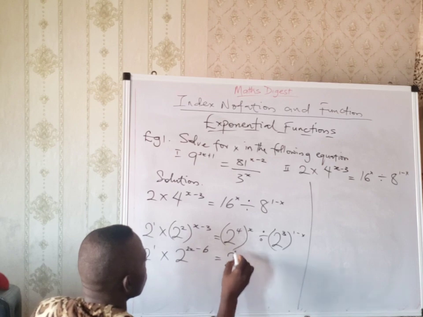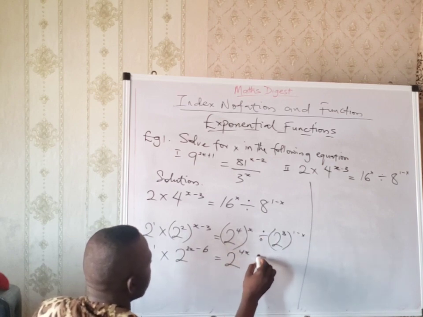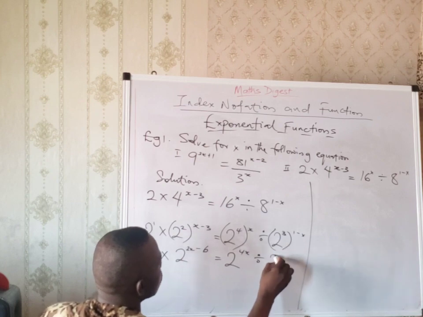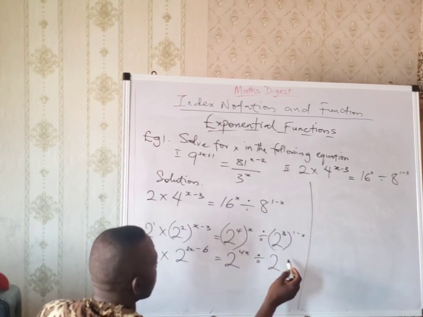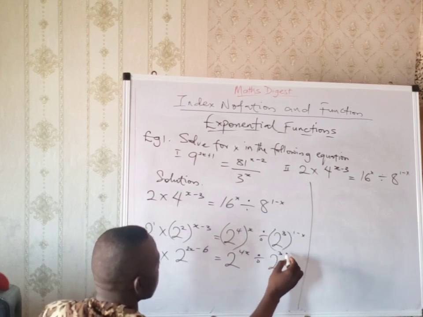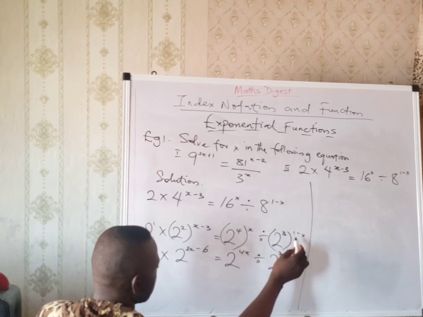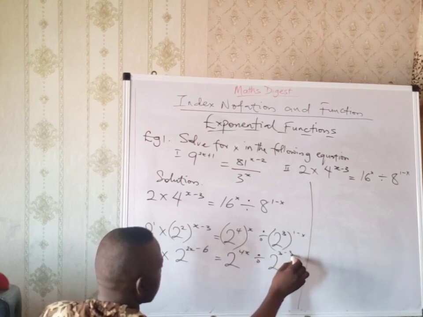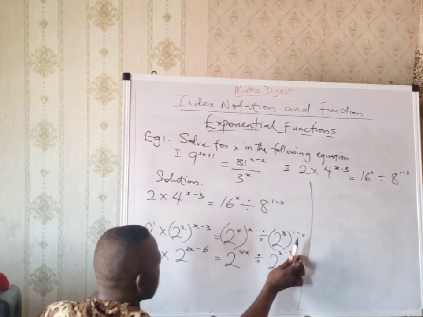Now this is 2. 4 times x is 4x. Divided by 2 raised to power 2. 3 times 1 is what? 3. And 3 times minus x is what? Minus 3x.